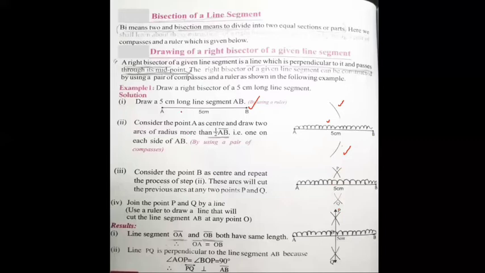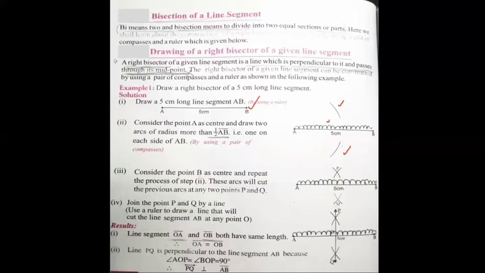First of all, the given line segment is the 5 centimeter line segment AB. Open the compass more than half of AB. Second step: take the point A as center and draw two arcs up and down. Now the third step: take the point B as center, use the same opened compass with the same radius, and cut the previous arcs at the points P and Q. Dear student, we have the last step.